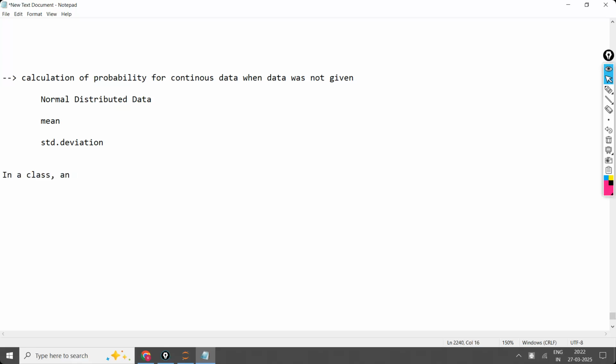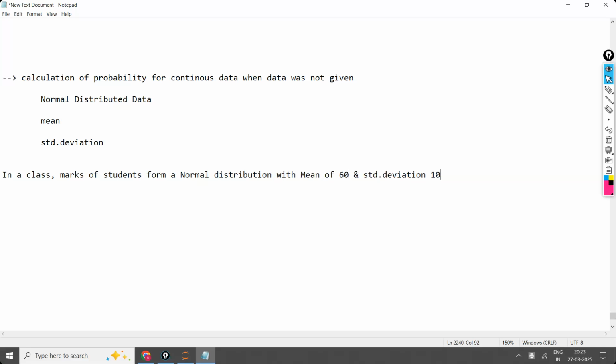An exam was conducted and marks of the students. Marks of students form a normal distribution with a mean of 60 and standard deviation of 10. Okay, this is the data.